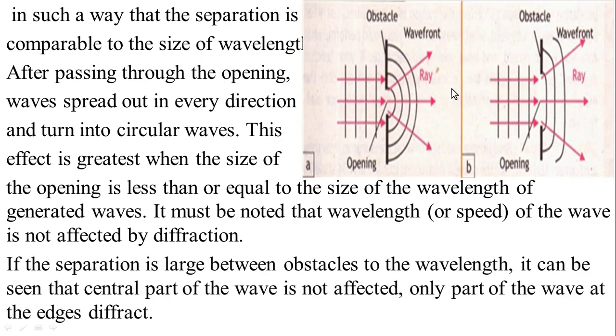So we can say that for a large obstacle the separation is larger than the wavelength. It can be seen that the central part of the wave is not affected, and only the part of the wave at the edge is diffracted.